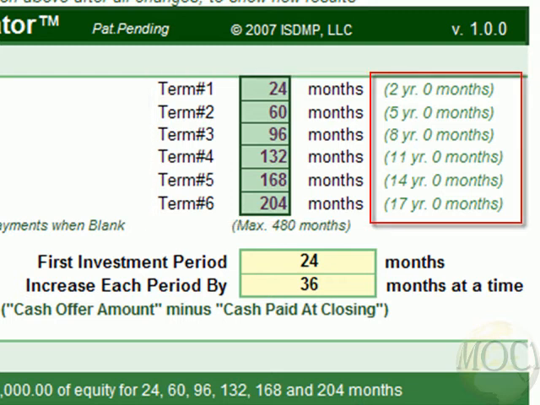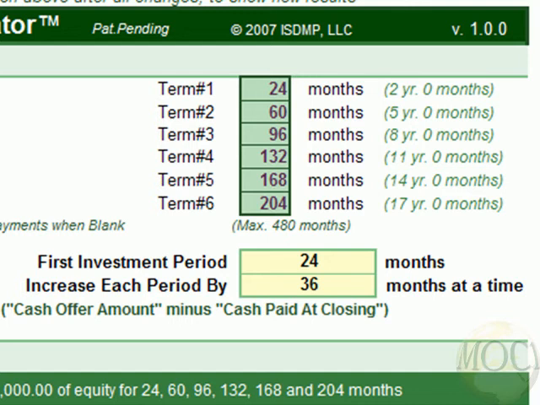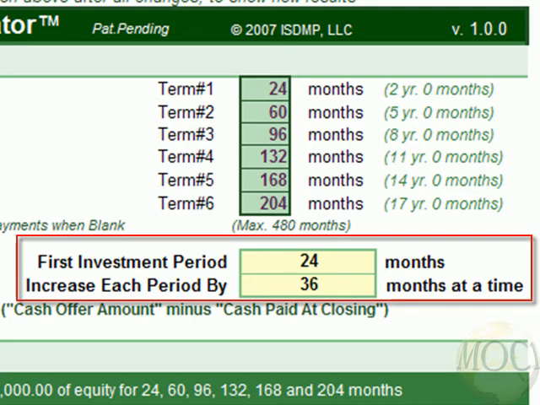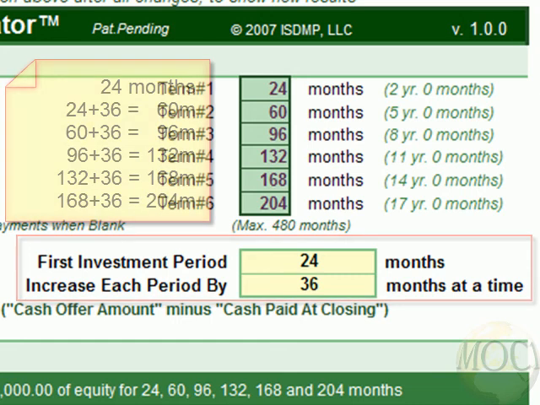A maximum of 480 months or 40 years is allowed. The user can change these periods here by entering the first period of the investment and the number of additional months of each of the subsequent periods. Here, for example, the first period was set for 24 months or 2 years, and each additional period was set for 36 months or 3 years.